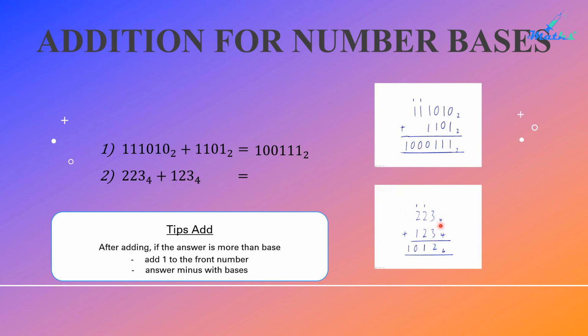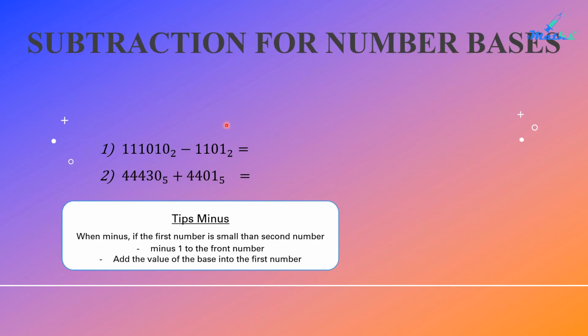So you still need to minus the base number, 4 minus 4, you get 0. And just now, since it's equal, you need to add on 1. So here is the 1 you add on. So the final answer will become 1012 base 4. Okay.